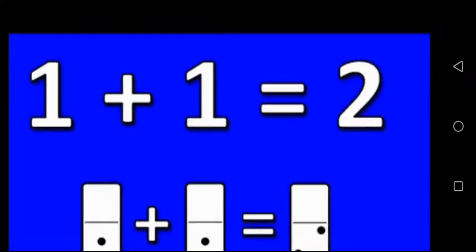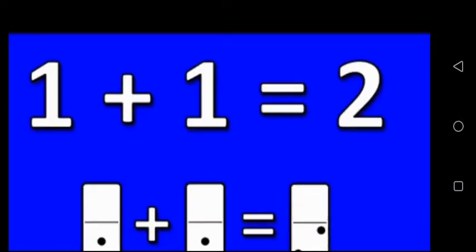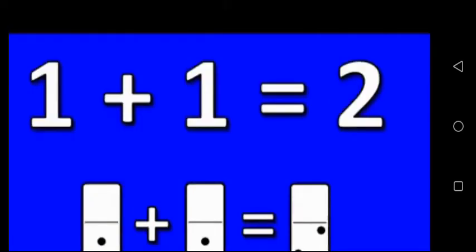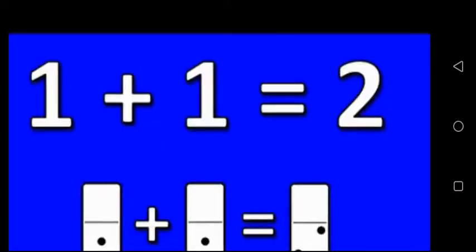Okay, now let us take one more example. 1 plus 1 is equal to 2. 1 plus 2 is equal to 3. I'm sure you can solve this on your own.